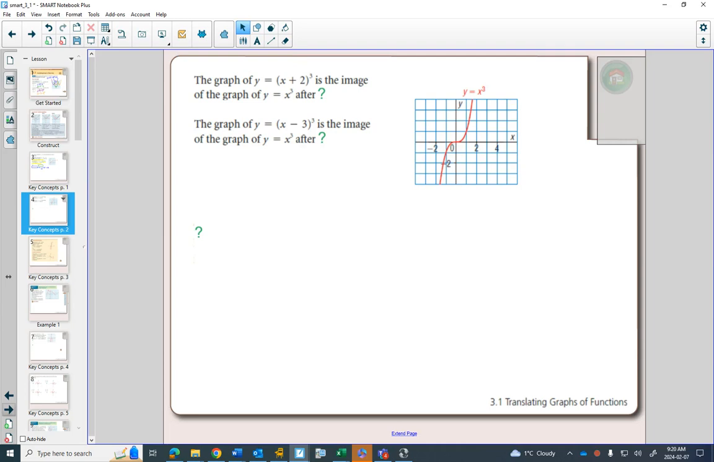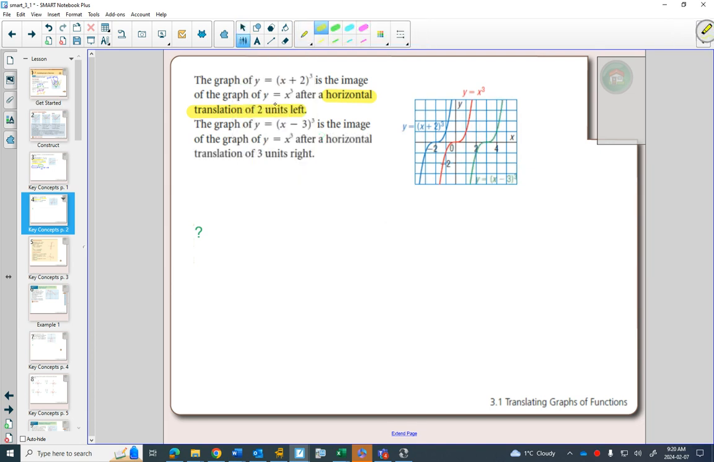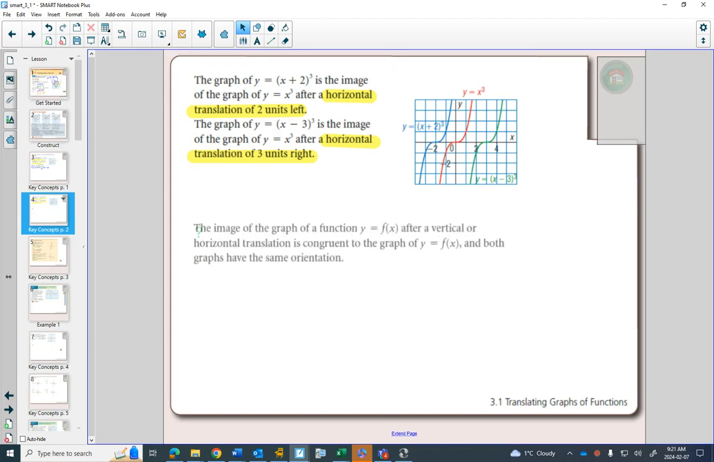And same thing, here's the x cubed graph that we did. And now they have a +2 inside that graph. That would move it 2 to the left. We want to take out our highlighter. We call this a horizontal translation. And then -3 will move it 3 to the right. So what we see is the original parent graph stays the same, and things just move left, right, up, and down.